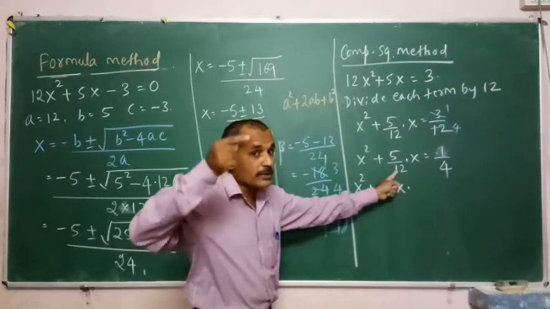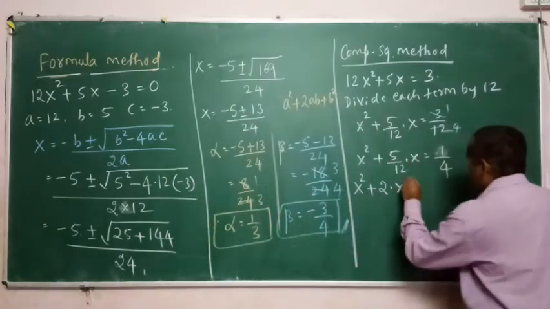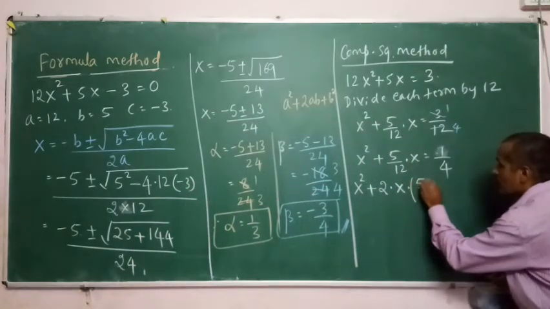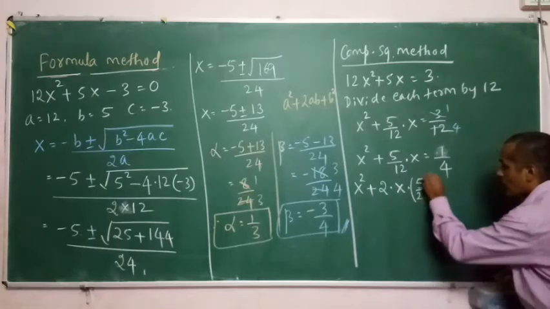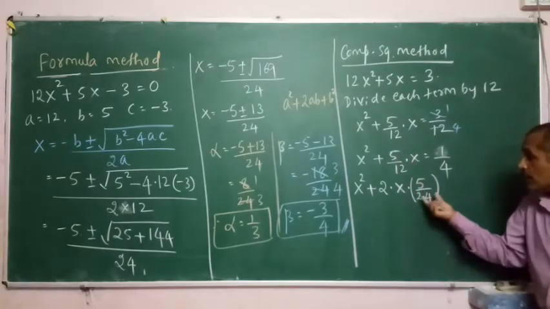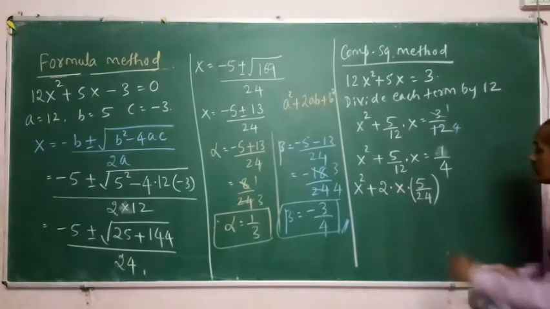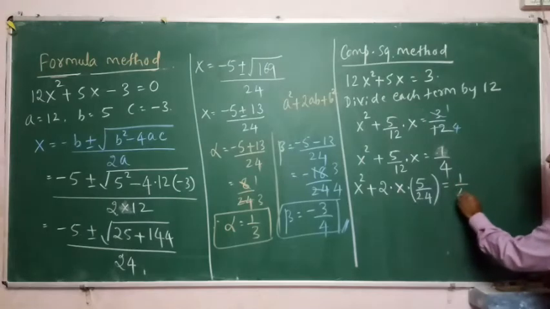1 and 2, I have to take in the denominator also. To compensate like this, I can write into 5 by 24. In the place of 5 by 12, I will take 5 by 24. I have multiplied this by 2 because I have taken a 2 in the numerator, equals 1 by 4.